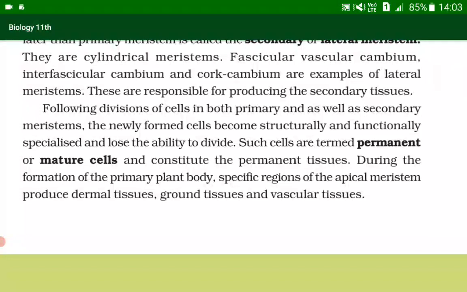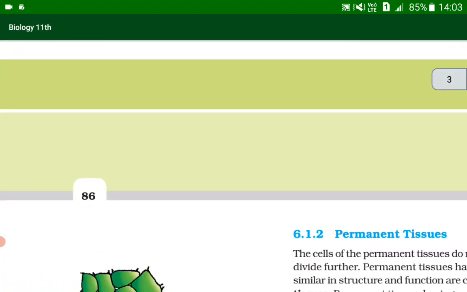Following divisions of the cells in both primary as well as secondary meristems, the newly formed cells become structurally and functionally specialized and lose the ability to divide. Such cells are termed permanent or mature cells and constitute the permanent tissues. During the formation of the primary plant body, specific regions of the apical meristem produce dermal tissues, ground tissues and vascular tissues.